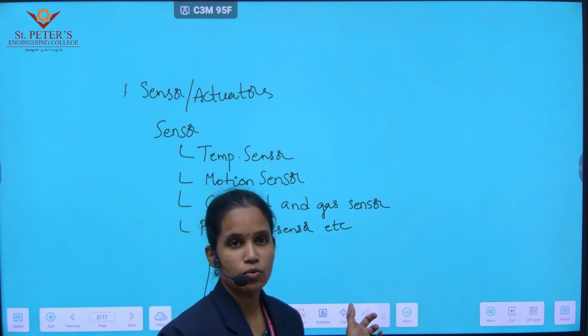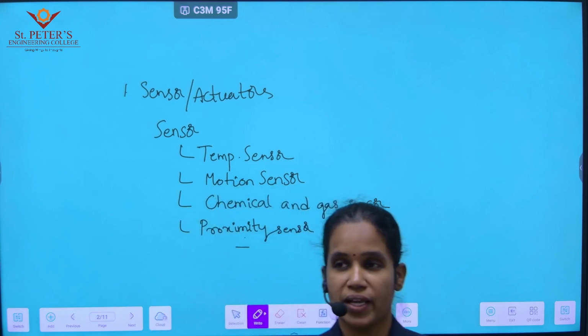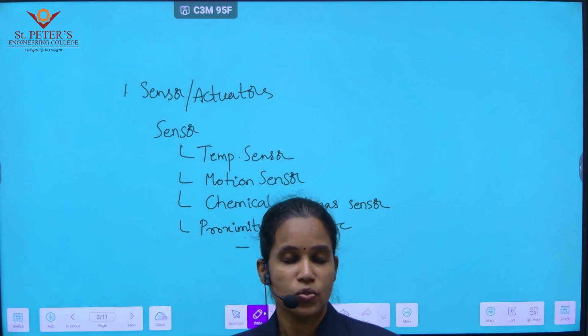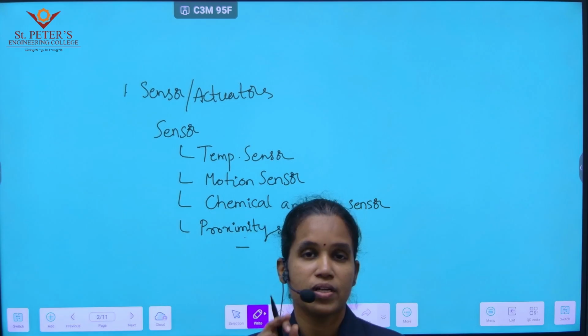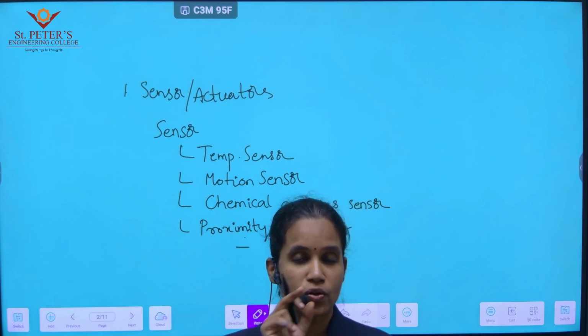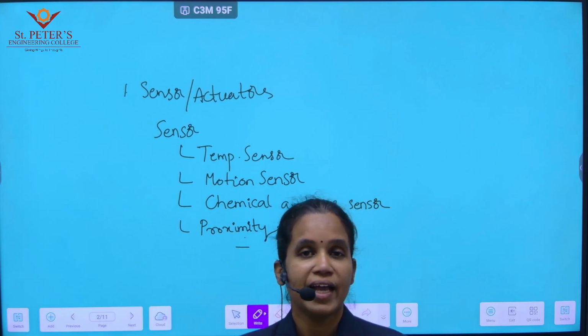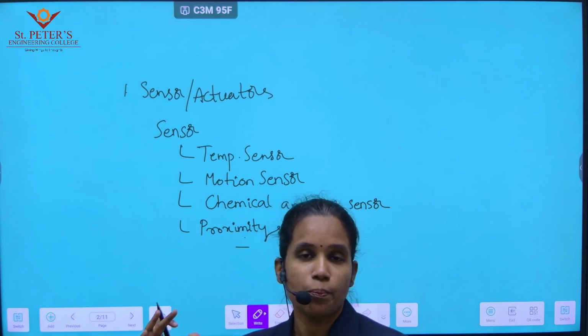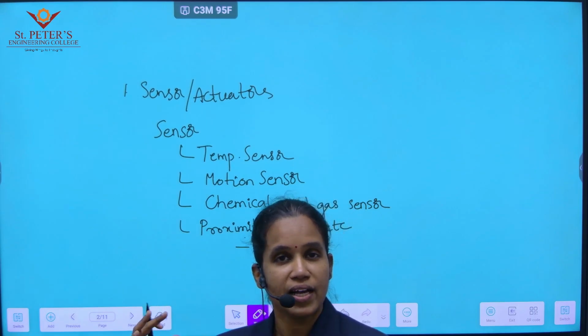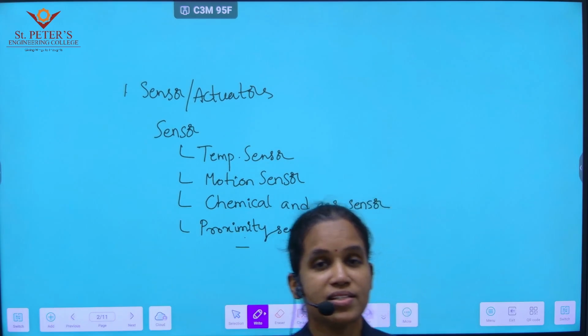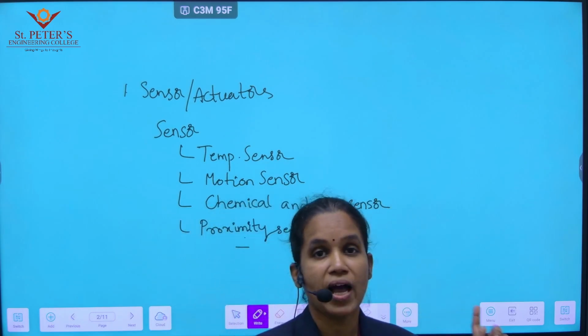You might have noticed, when we are reversing our car, if any object is present beside the car, it makes a beep sound. That beep sound is because of the proximity sensor. It alerts us that some obstacle is beside our car. So this is about the sensors. Next, coming to the actuators.